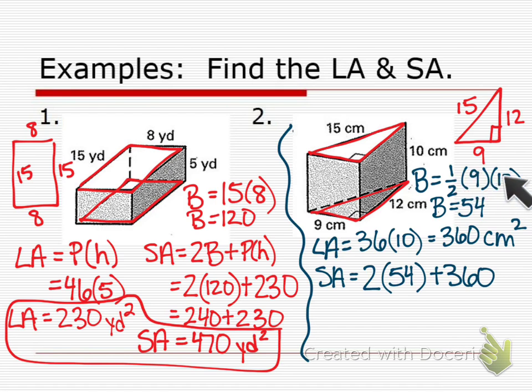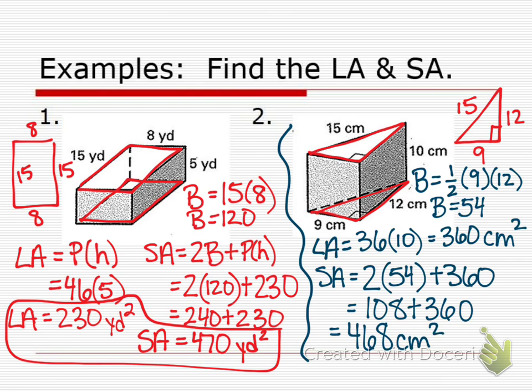You can take half of either number if they're all getting multiplied. So I think it's easier to take half of an even number, right? Okay, so now we got to take 2 times 54. 108 plus 360. What do we get? 468. My units? Centimeters squared. So we found lateral area, and then we also found our surface area.